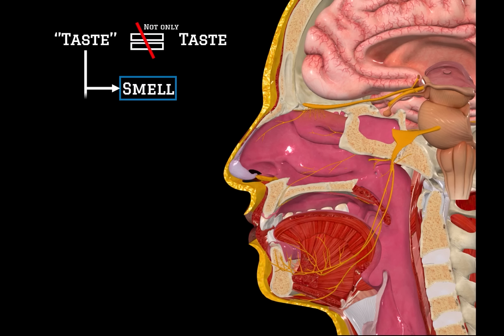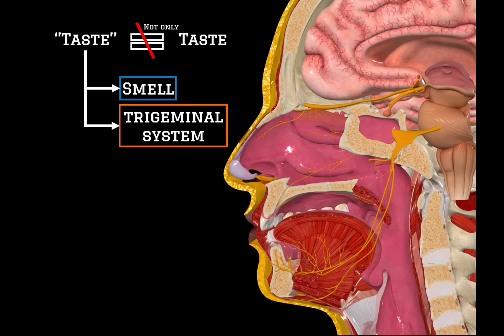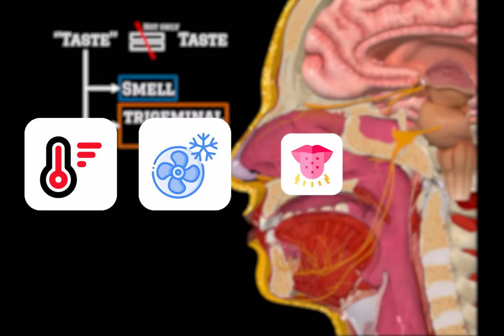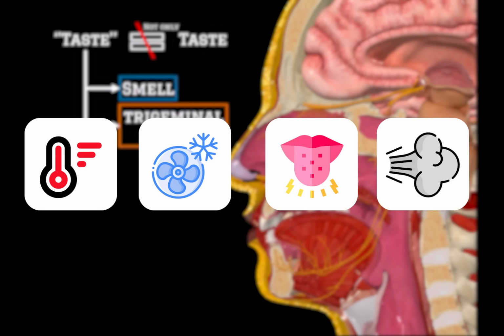There is also a trigeminal system, which is carried by the trigeminal nerve. This system does not detect taste or smell, but it senses things like heat from chili peppers, cooling from mint, tingling from carbonation, and the sharpness of wasabi or mustard. These sensations add another layer to what we think of as taste, even though they're technically separate from gustation.